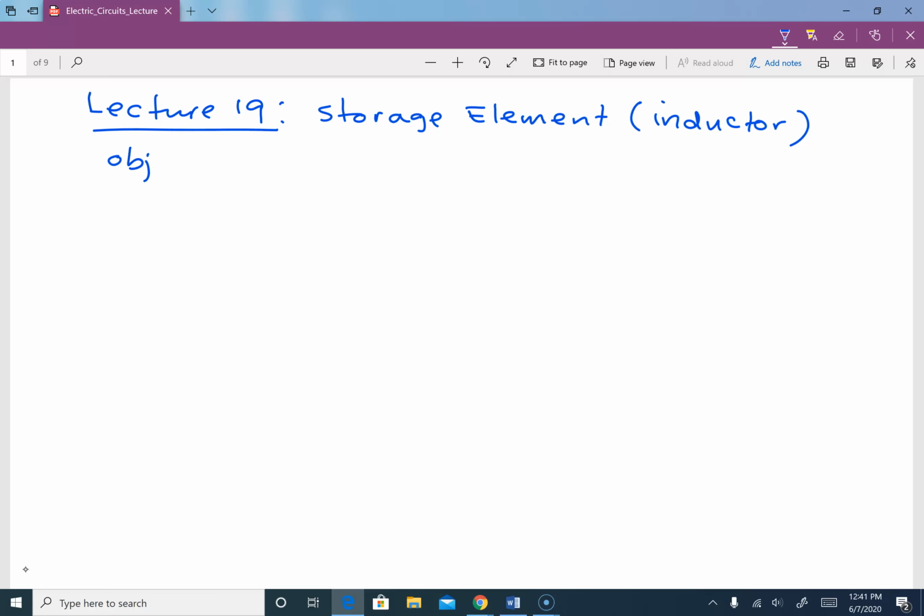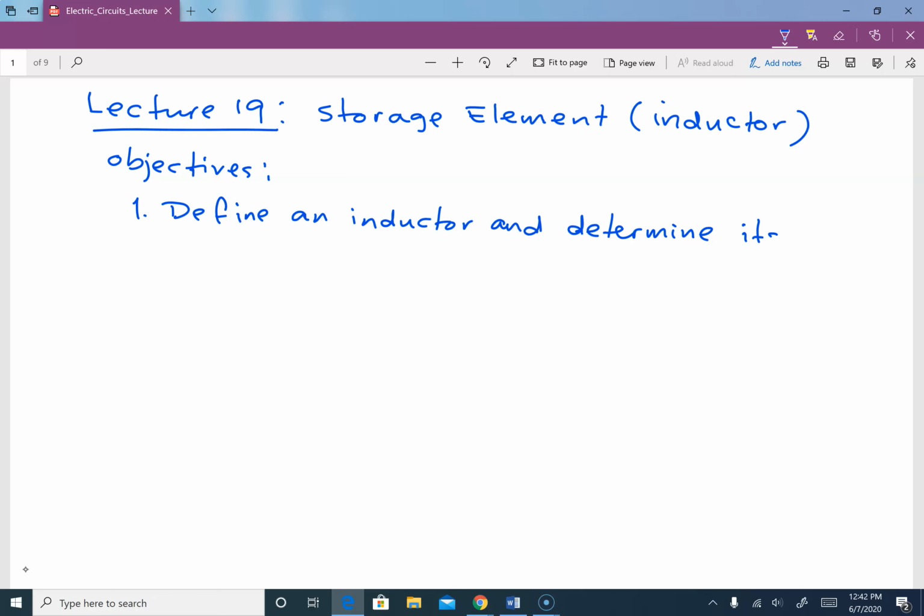The objectives for this lecture, the first one is to define an inductor and determine its voltage current VI relationship.